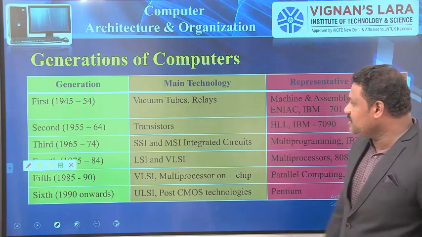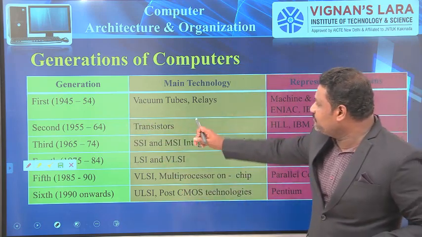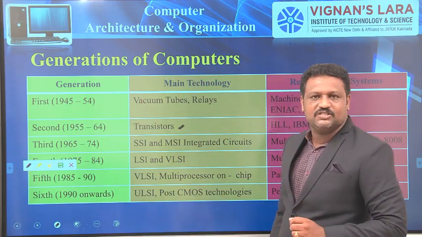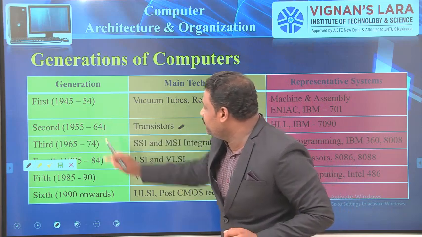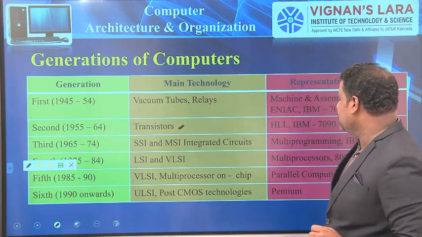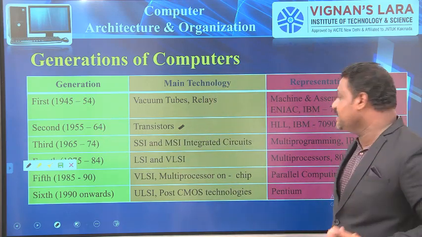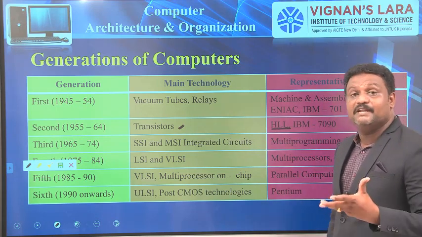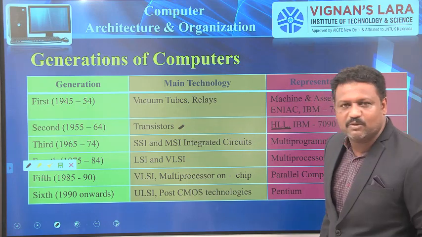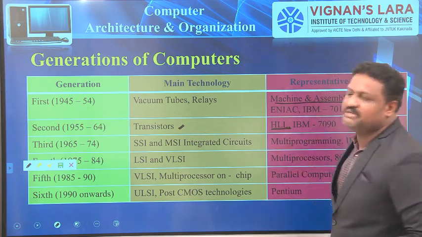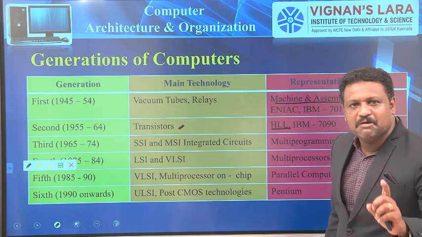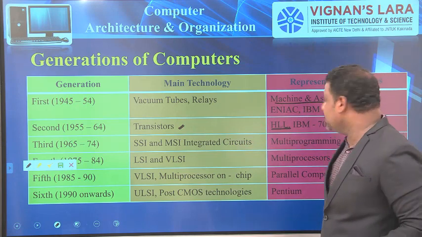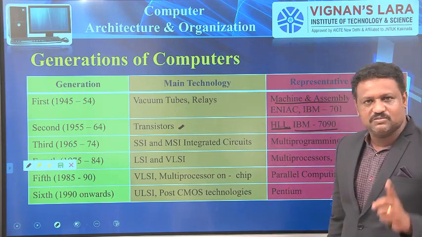Next, the second generation systems are designed with the help of transistors. Its duration is 1955 to 1964. In the second generation systems, we started using high-level languages, HLLs. High-level languages are generally machine-independent, but the previous languages, machine language and assembly language, are both machine-dependent. The example system for the second generation is IBM 7090.